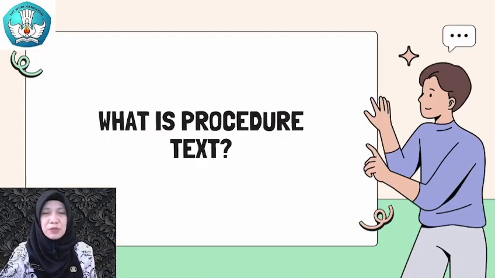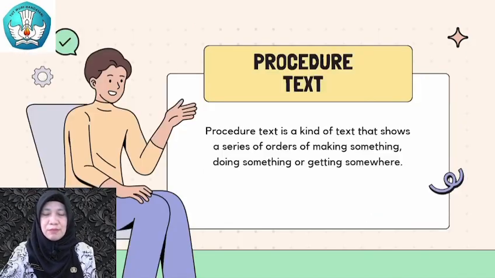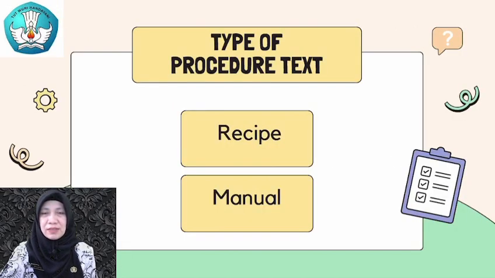Next, we are discussing what a procedure text is. Procedure text is a kind of text that shows a series of orders for making something, doing something, or getting something. Next, the types of procedure text. There are two types of procedure text. First is recipe and manual.